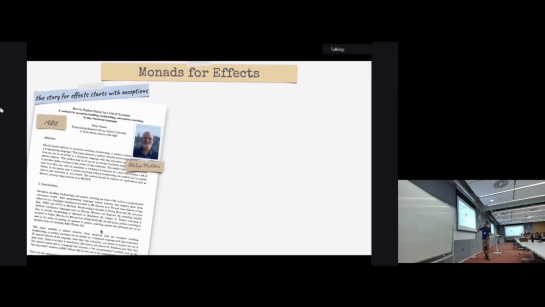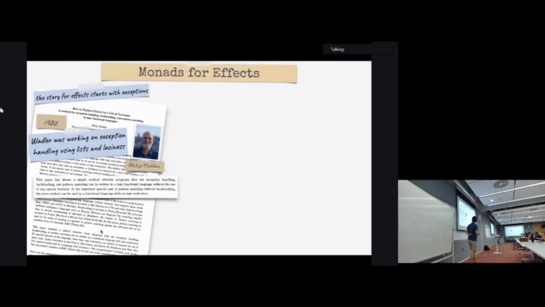So the idea of programming in that style, I think, starts possibly with Wadler in '85. He's thinking about how we can replace a failure with a list of successes. But he's not using monads directly at that time. So he's thinking about exception handling using lists and laziness, and he's sort of exploring those ideas at the time.